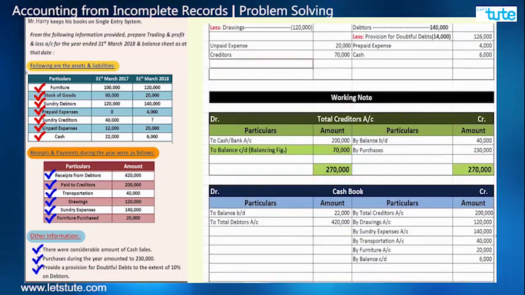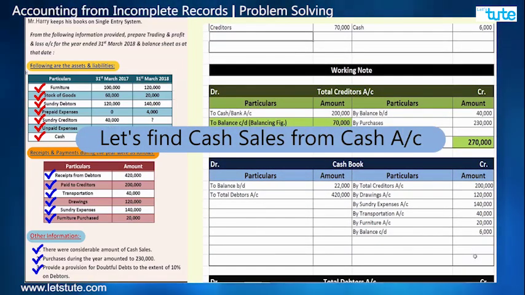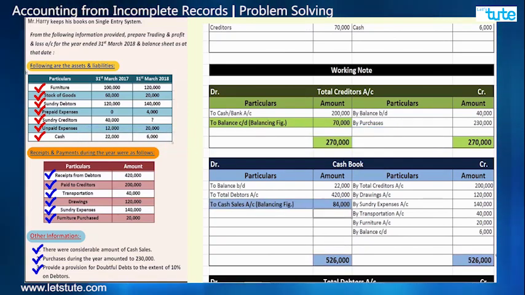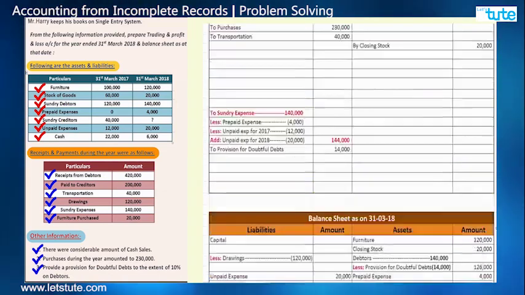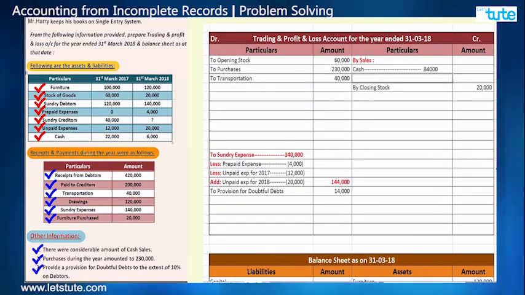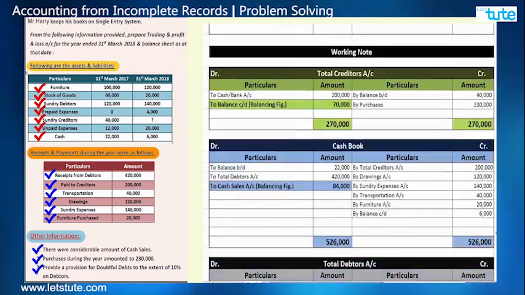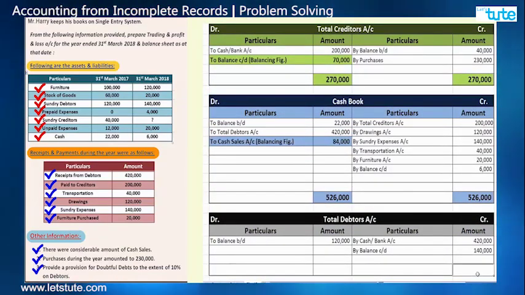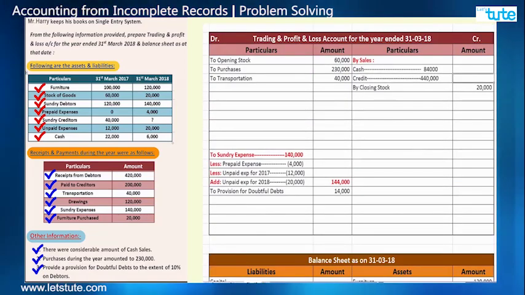Now next is cash account. So let's find the cash sales from cash account we have prepared. We get the cash sales to 84,000, which we post here in trading account. Next account we have is debtors account, and we get the credit sales, which we post here in trading account.